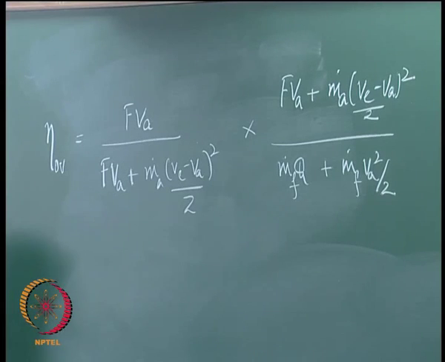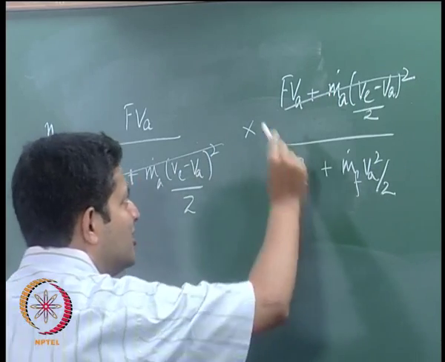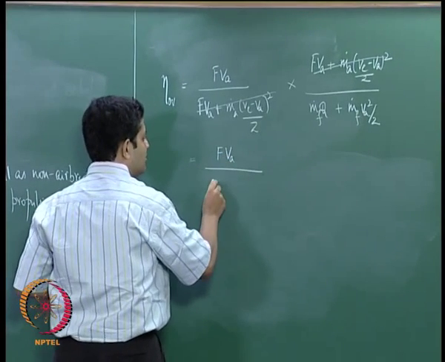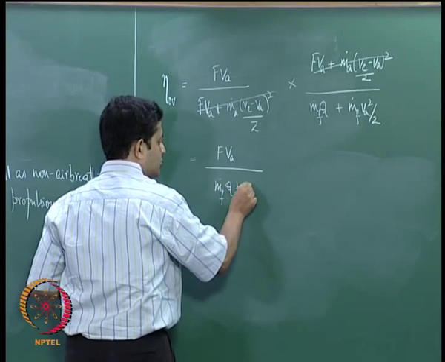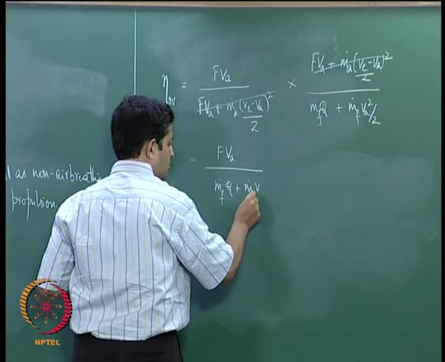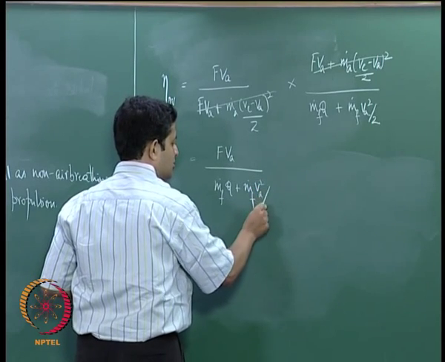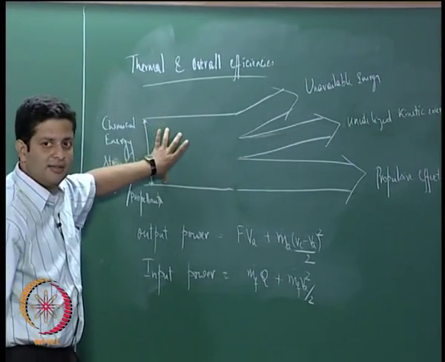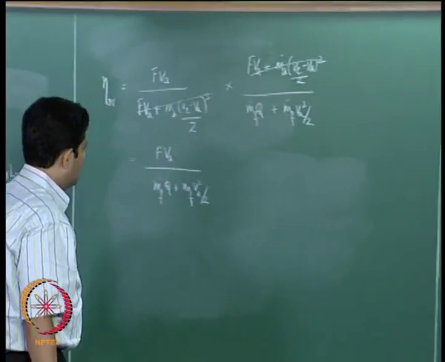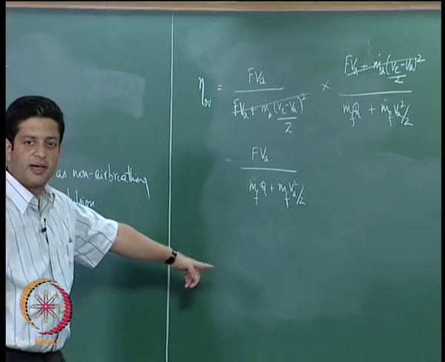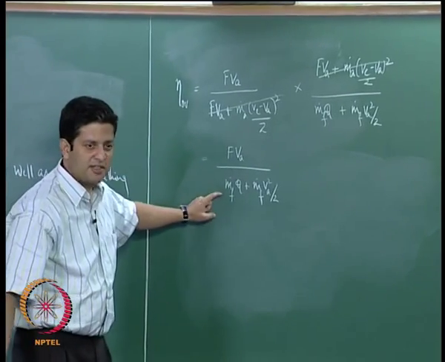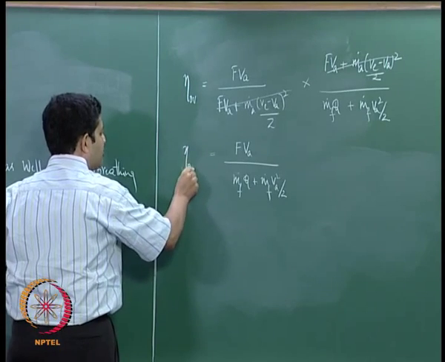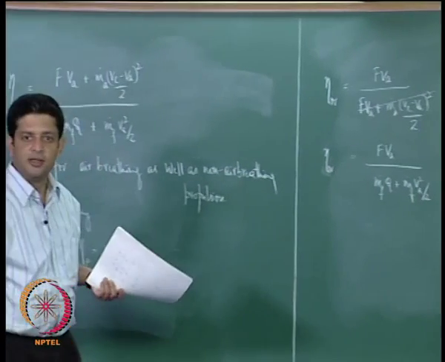So I can cancel these two out, and we will be left with this quantity divided by this quantity. The propulsive power divided by the input power is what you have as the overall efficiency. Now this expression is valid for both air breathing as well as non air breathing propulsion. Now let us look at the first case, that is air breathing propulsion.